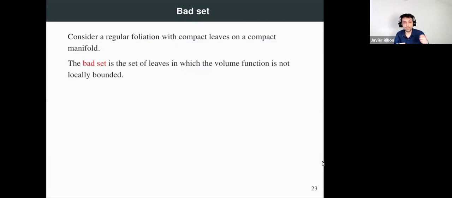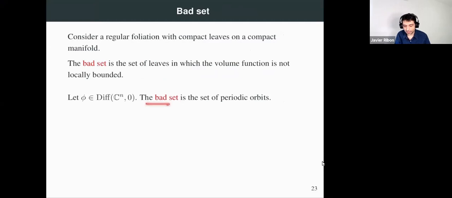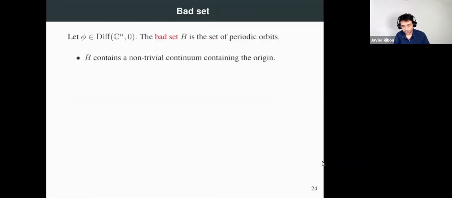So you have a volume function that is defined on the leaves. To every leaf, we associate its volume. And if this volume function is not locally bounded in the neighborhood of a given leaf, then this leaf belongs to the bad set. In our case, essentially, the bad set is the set of periodic orbits. Okay, so we want to study the structure of the set of periodic orbits.